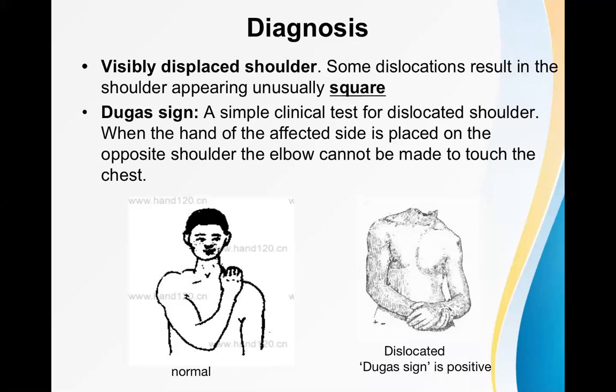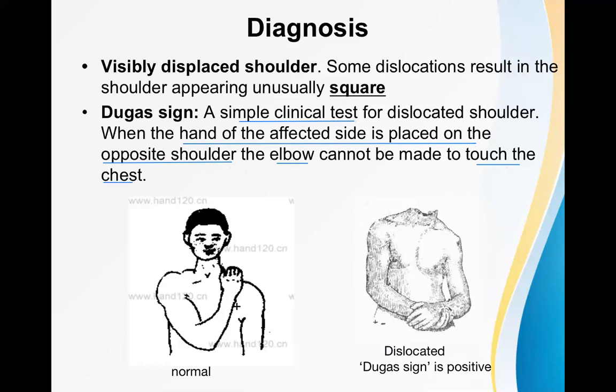Now, what is this Dugas sign? Please pay attention. This is a very simple clinical test for dislocated shoulder. When the hand of the affected side is placed on the opposite shoulder, the elbow cannot be made to touch the chest. Let me underline the important points here. In this test, we put the hand of the affected side on the opposite shoulder, and we just observe whether the elbow of that affected side touches the chest or not.